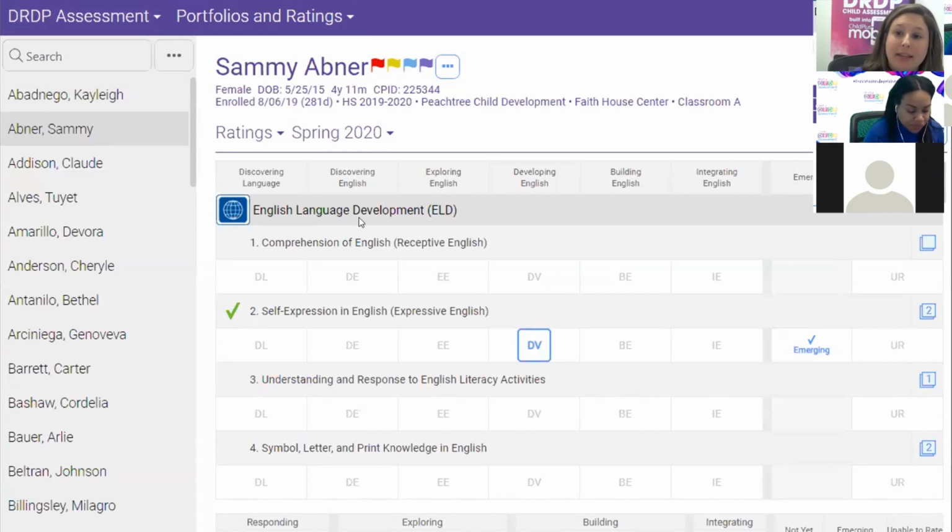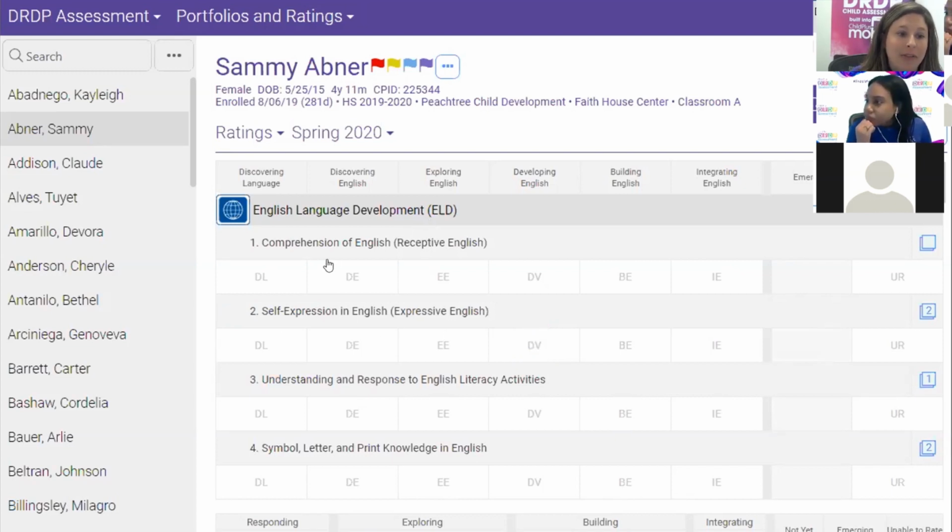So one of the great things about the DRDP is it syncs with Child Plus. So if you put it in Child Plus, it's automatically in the DRDP. One of those things that we've pulled is English language development. So if you have a child that has selected that they speak another language at home other than English, and they're dual language learners, the English language development, ELD, will automatically show up for that child.